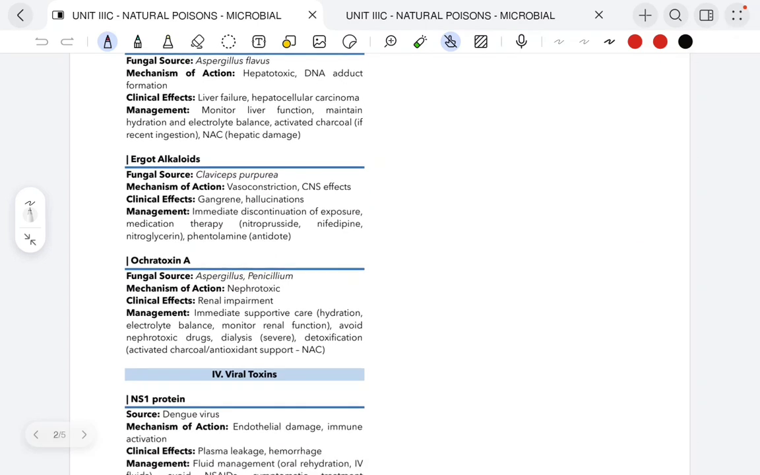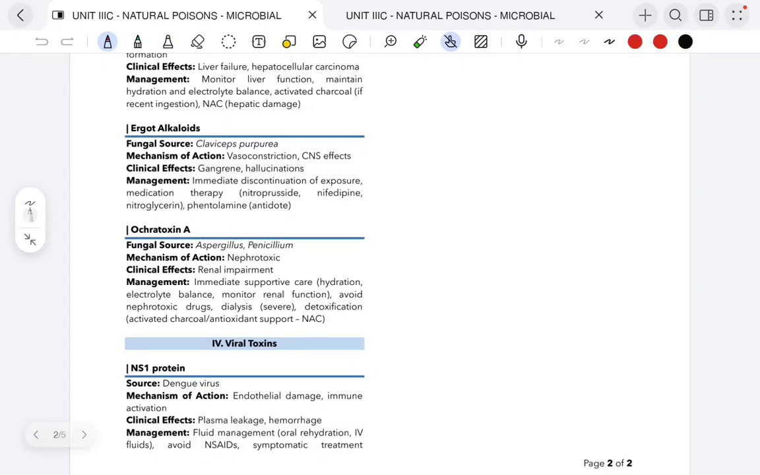The next one, we have your ergot alkaloid. So its fungal source, we have your Claviceps purpurea. For its mechanism of action, it causes vasoconstriction and CNS effects. Clinical effects, we have gangrene and we have your hallucination. So what we need to do is that we need to immediately discontinue the exposure, medication therapy like the use of your nitroprusside, nifedipine, and we have your nitroglycerin. And then we can use your phentolamine as an antidote.